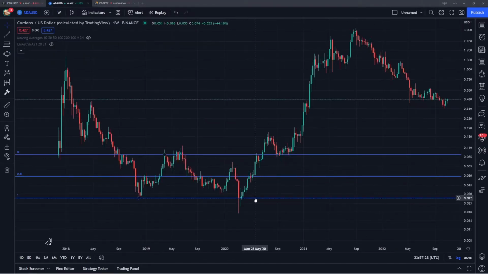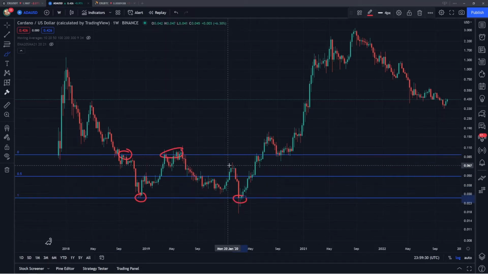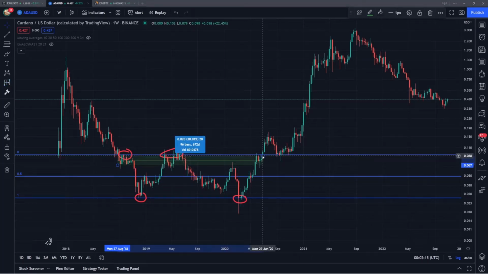So here's Cardano, and what I want to focus on is this longer term range that it had back here, where from basically September of 2018 until the breakout point here in June of 2020, Cardano essentially oscillated from these range highs to the range lows, back to the range highs, from support and resistance for this extremely long period of time. And if I just take a measured move here, you can see that this accumulation zone lasted about 96 weeks.